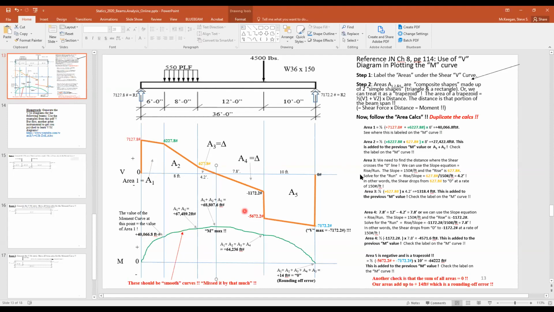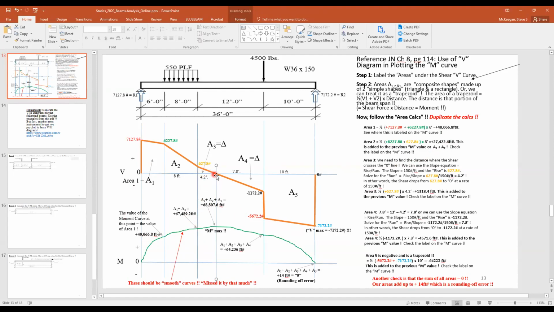40,066.8 plus 27,422.4 equals the new value of the moment curve at 67,489.2. That was a big mistake. That was a consistent mistake on the first two beams. But that's okay. We expect that. That's why you want to follow this pattern.